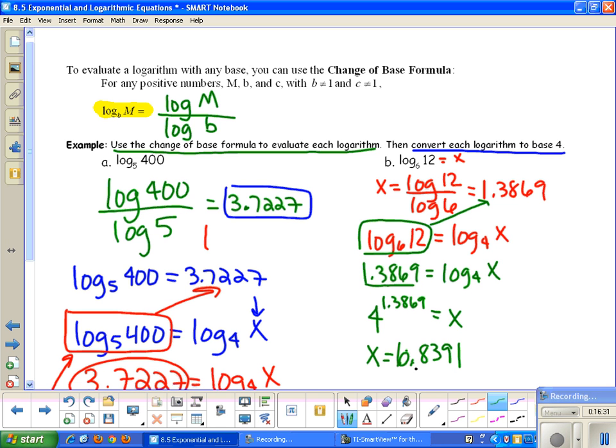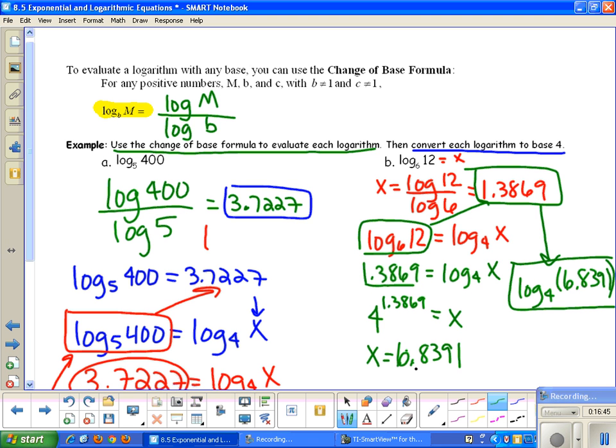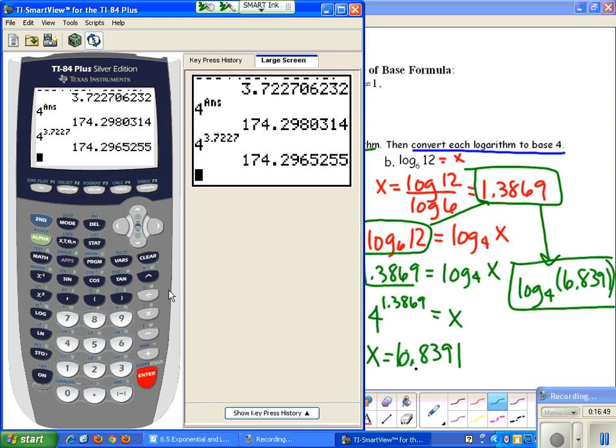6.8391. So then my other answer, so this is my first solution, my second solution would be the log base 4 of 6.8391. And that changed it into base 4. And again, you can check these on your calculator if you want.